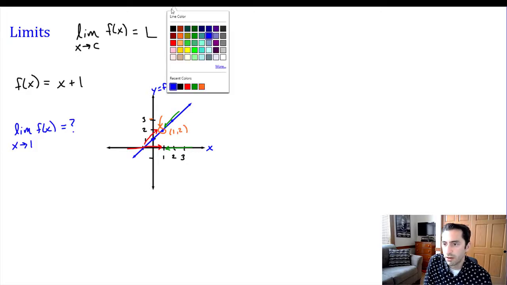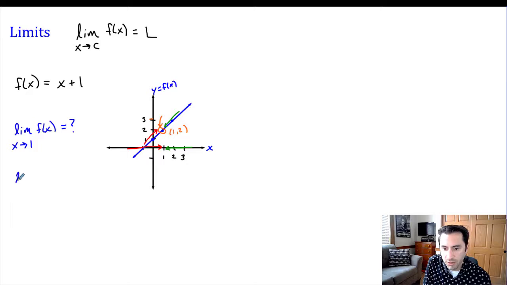So then our limit, the limit as x approaches 1 of our function f of x, this is equal to 2. So in other words, as my x values are getting closer and closer to 1, my y values are approaching 2. And that's what a limit is. So what's happening to our graph as we get closer and closer to a certain point?